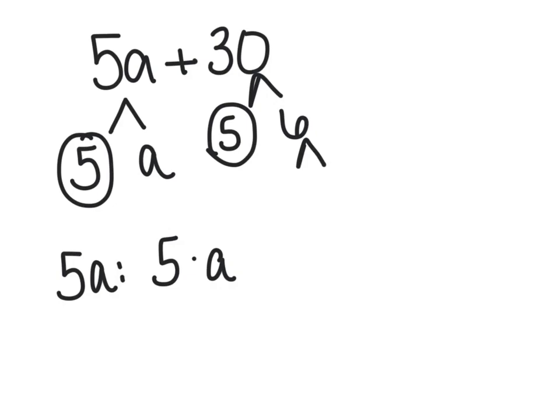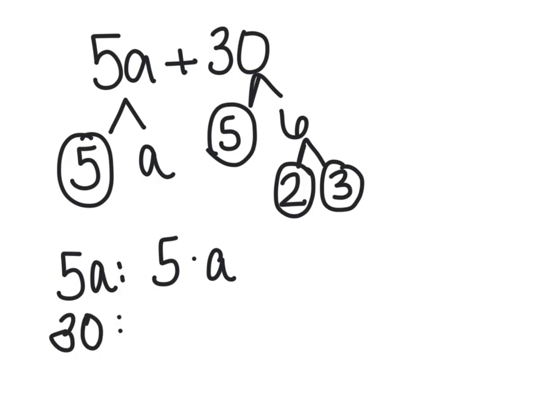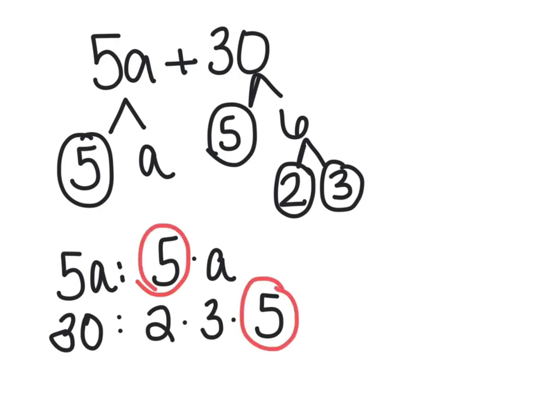And the factors of 6 are 2 and 3. 2 and 3 are both prime. So my factors for 30 are, well, let's start with my lowest number first, 2 times 3 times 5. To find the GCF, I'm going to circle the factors that are in common. So my greatest common factor here for 5a and 30 is 5.